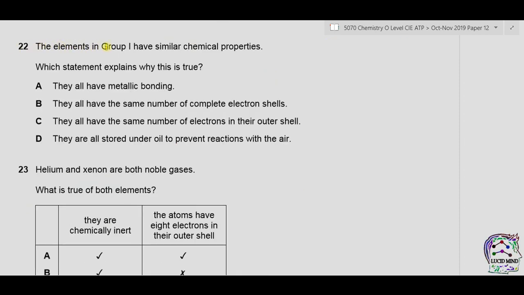Question 22. The elements in group 1 have similar chemical properties. Which statement explains why this is true? Now the chemical properties depend on the number of outer shell electrons. A. They all have metallic bonding. This is not true because metals are also present in other groups such as transition elements and group 2 elements, but the properties are different. B. They all have the same number of complete electron shells.